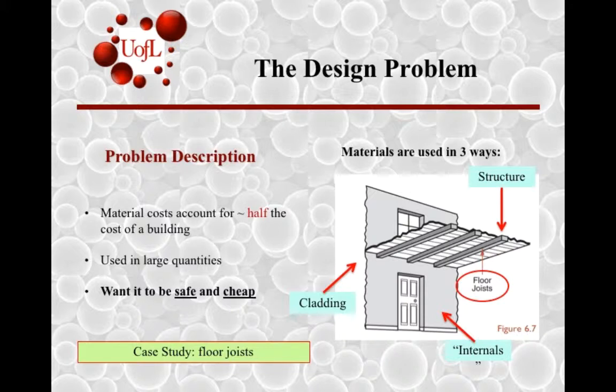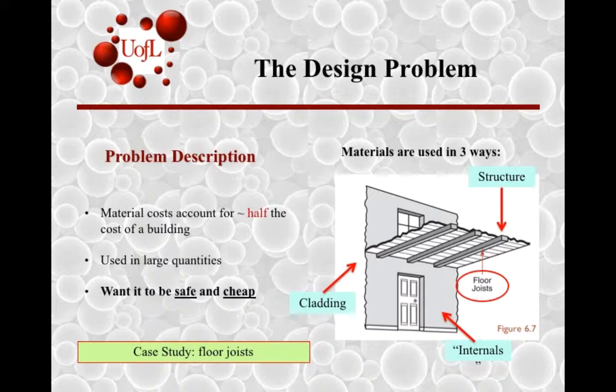The material costs account for roughly half the cost of a building. So whether you're buying a house or you're building your own home, the materials cost the most, and that's just because they're used in such large quantities. So materials are used in 3 ways: for the structure, for support; for cladding, which is like the exterior for environmental protection; or as internals, which would be like internal dampening of sound or insulation of heat. So either way, you want these to be safe and you want them to be as cheap as possible.